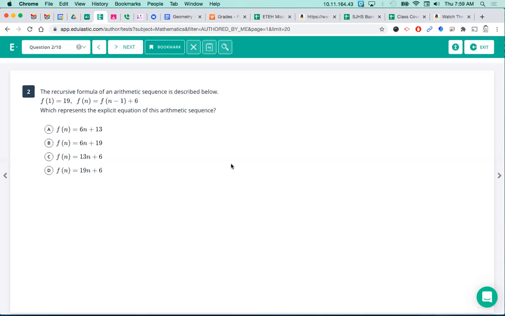The way we can show it in an explicit version, I'm going to rewrite it the way I would, using the definition that we had, or the cheat sheet that we used. We'd have f of n equals f of 1, our first term, and the first term is right here, 19. And it looks like we're adding 6 each time, so I'm going to do plus 6 times n minus 1.